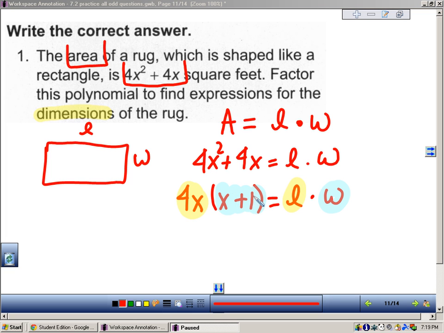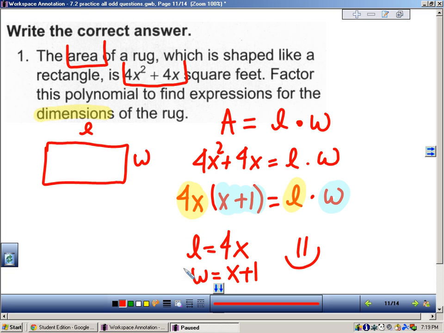So we could write that. We could say, oh, okay, since area is length times width, we know that the area is this. After factoring it, we could see now that the length is 4x and that the width is x plus 1. Kind of cool. Those are called dimensions of the rug.